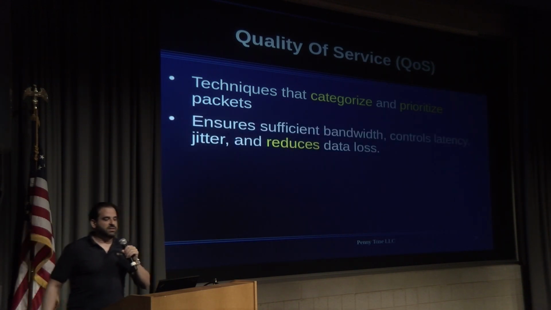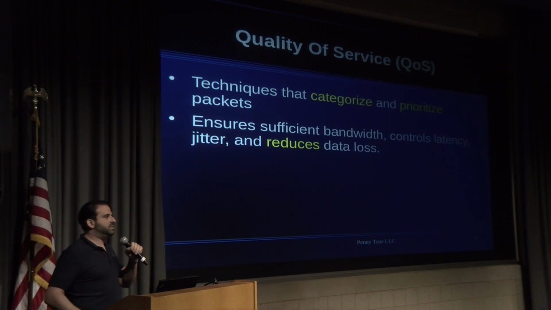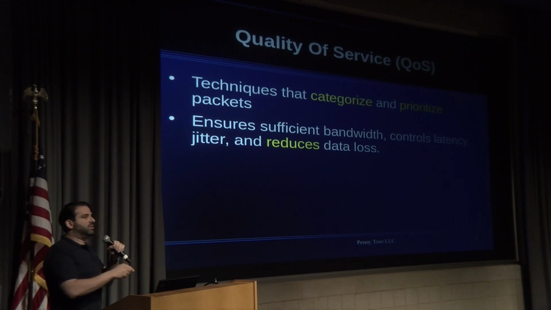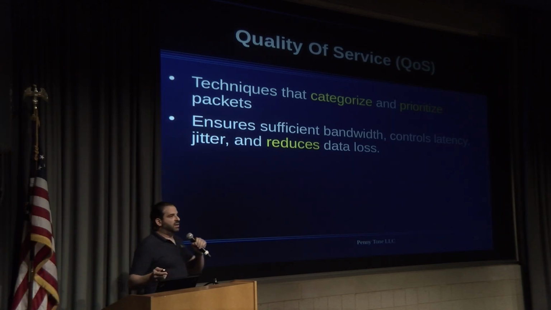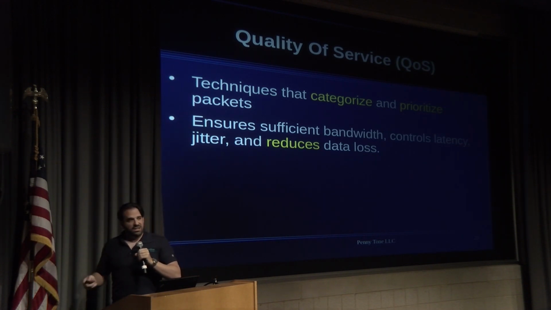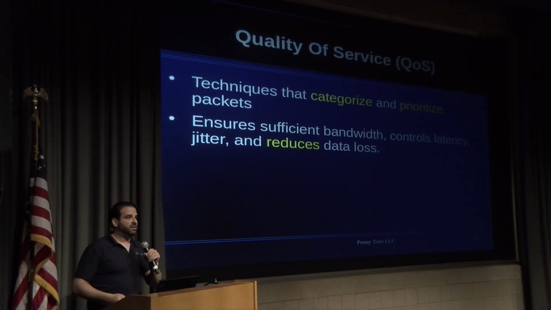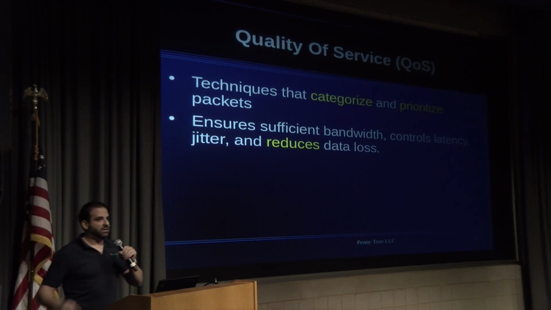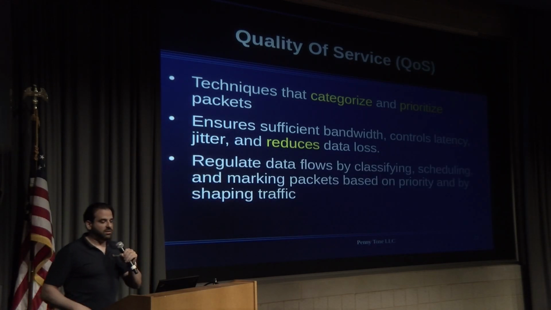Another thing QoS does is ensure sufficient bandwidth, control latency and jitter, and reduce data loss. And I say reduce, because part of QoS, and in this case queuing, is that we actually want to be selective about where we're going to delay packets, where we're going to drop packets, and where we're going to let packets through with no delay or interruption. So we're going to reduce data loss.